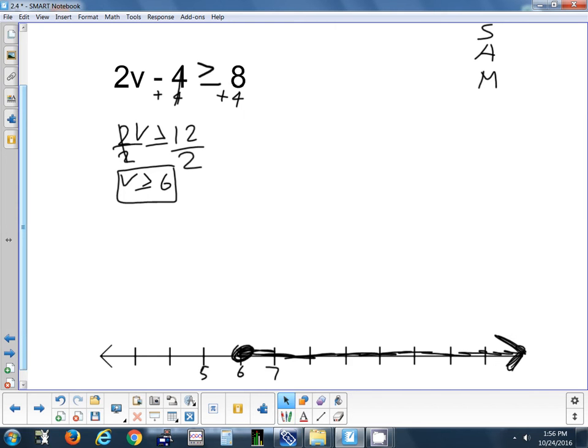Oh, good job. Perfect. Okay, how many people had v is greater than or equal to 6? Any questions, or did anybody do anything different on that one? Okay. So good with number 2? Perfect.